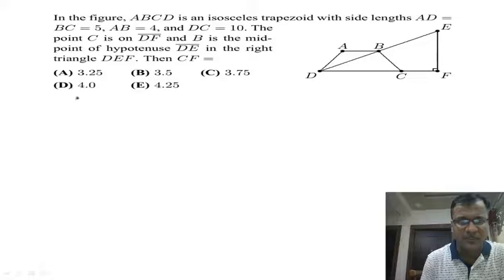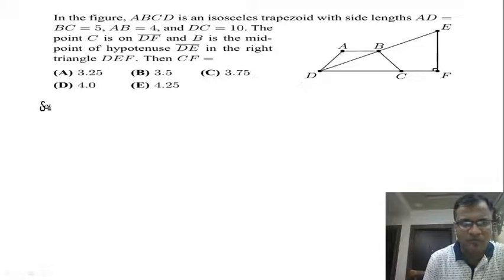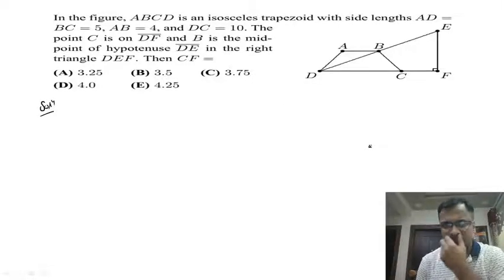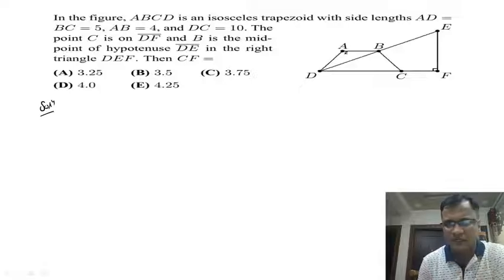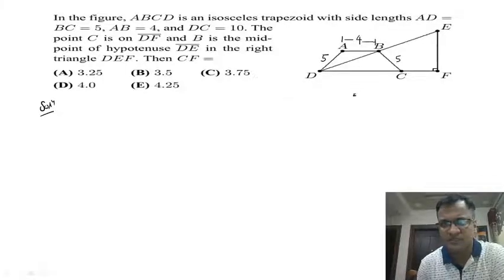Okay, so first of all, I want to mark these side lengths. AB is 4. AD and BC both are 5. AD is 5, here BC is 5. And the side length DC, this one, is 10 units.